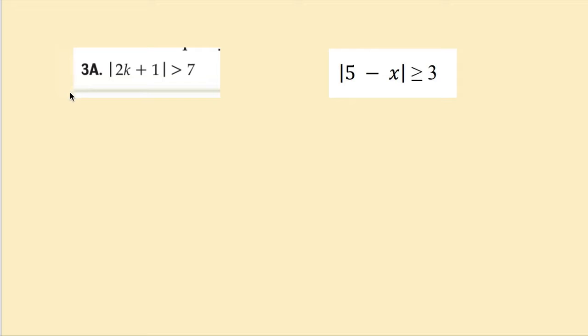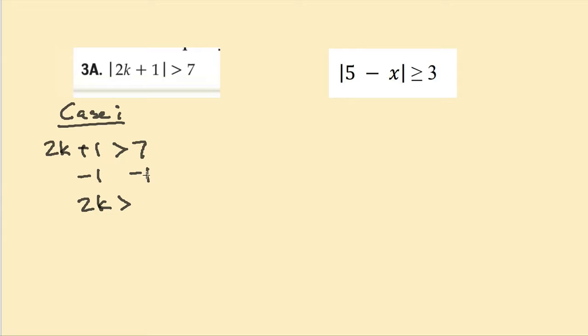All right, so 3A, this problem right here, what we're going to do is come up with both of our cases again. Case 1 is going to be the positive case. So we're just going to write it out without the absolute value signs and solve for it. We're going to subtract 1. This is a slightly harder problem than some of the other ones we've done, but not really. Okay, it's greater than 3.